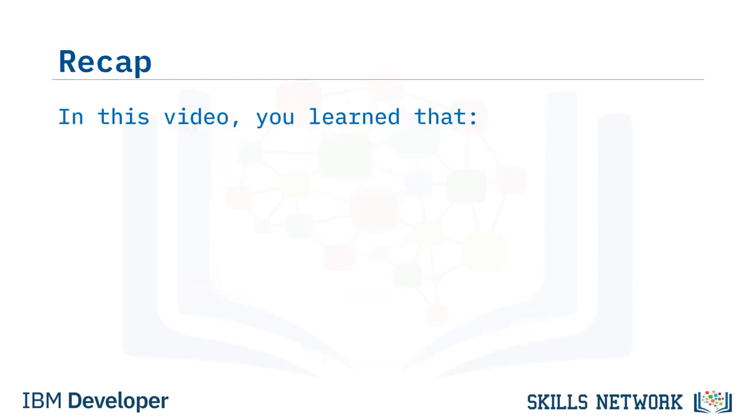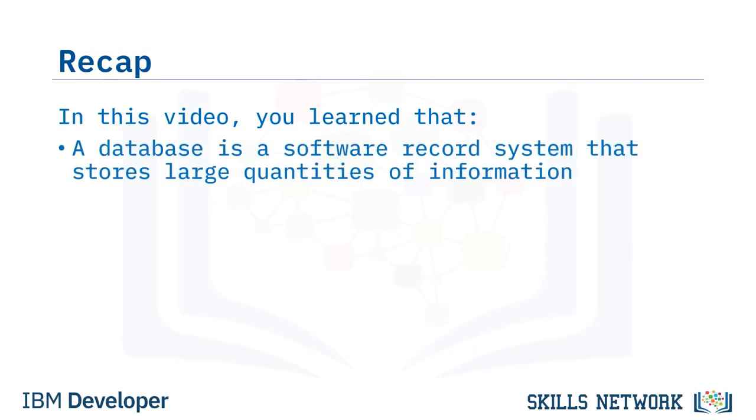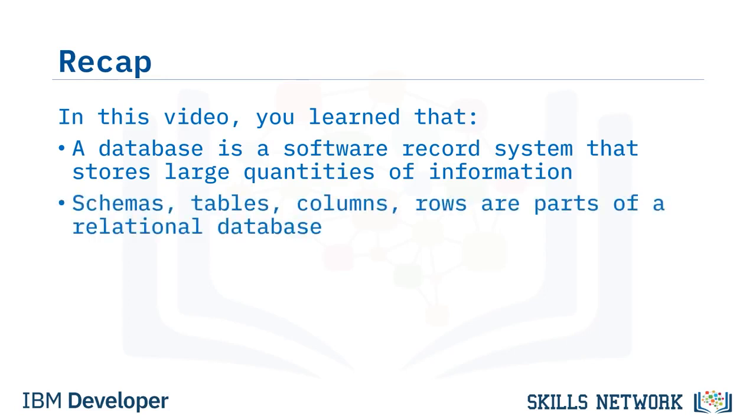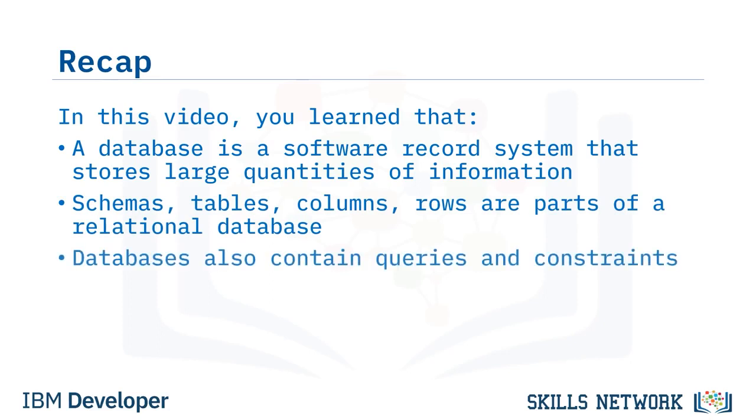In this video, you learned that a database is a computerized record-keeping system to store large quantities of information. A database provides tools that give the ability to search through stored data for specific bits of information. When creating a database, organize data so that the computer can analyze and search it automatically. Databases include schemas, tables, columns, and rows. Databases also contain queries and constraints.